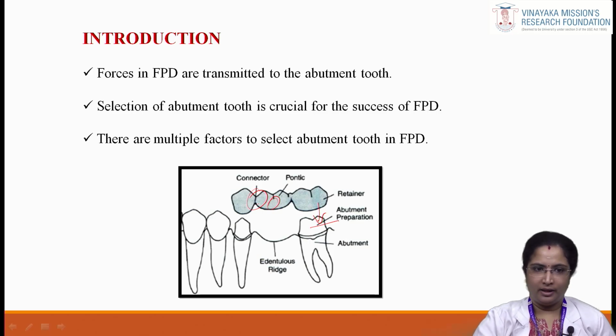So in an FPD, the abutment plays a vital role in taking the forces in a total FPD unit. Forces acting in the entire FPD are transmitted to the abutment, either from the pontic or from the retainer itself. So selection of an abutment is very important and it's a crucial step in the success of an FPD. There are various factors in selecting an abutment, which we'll be discussing today.